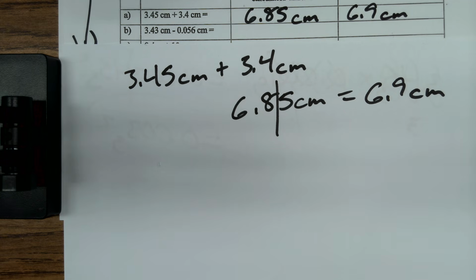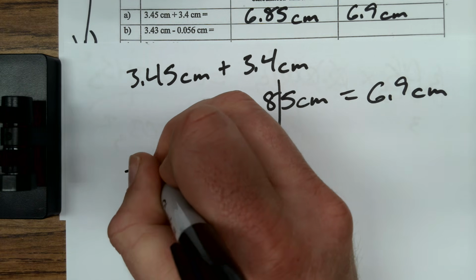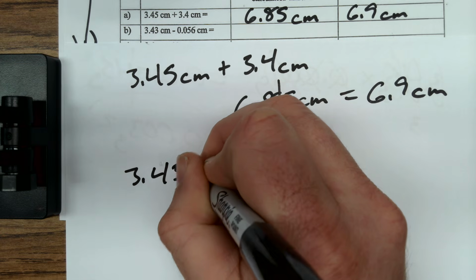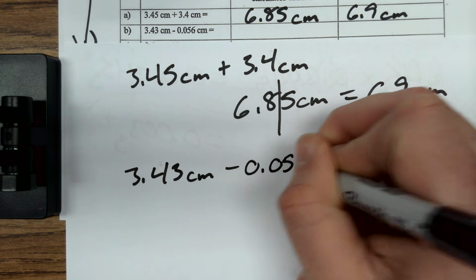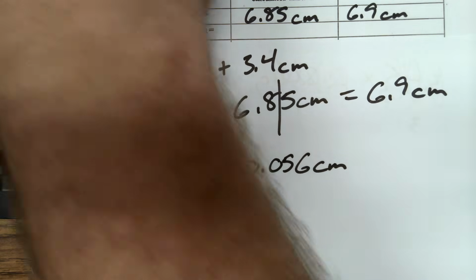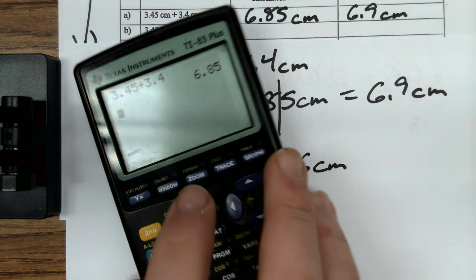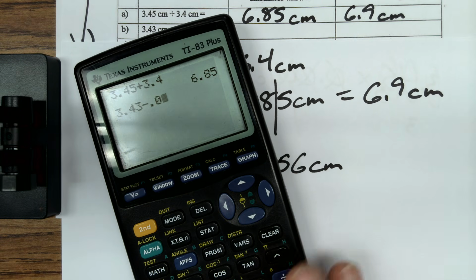So I'm going to go to B. B, I got 3.43 centimeters minus 0.056 centimeters. Now we can punch this into a calculator. 3.43 minus 0.